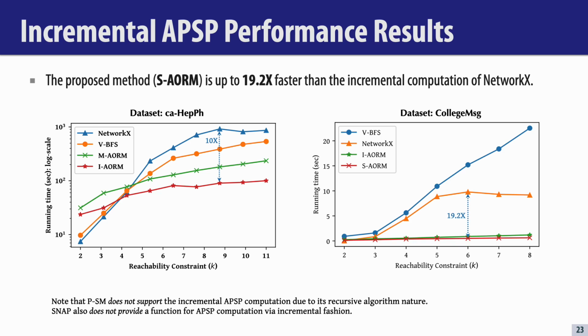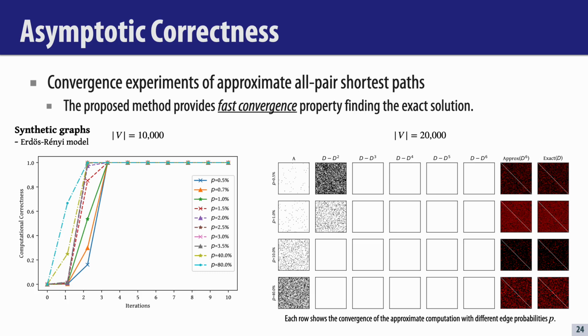In the experiment for incremental APSP performance, we gradually set reachability constraints based on the network diameter. As a result, you can see that the proposed method is up to 19.2 times faster than the incremental computation of NetworkX, as shown in the image on the right. Note that the Seidel method does not support the incremental APSP computation due to its recursive algorithm nature. Also, SNAP does not provide a function for APSP computation in an incremental fashion. We conducted the experiment of incremental APSP computation for the Erdos-Renyi random graphs.